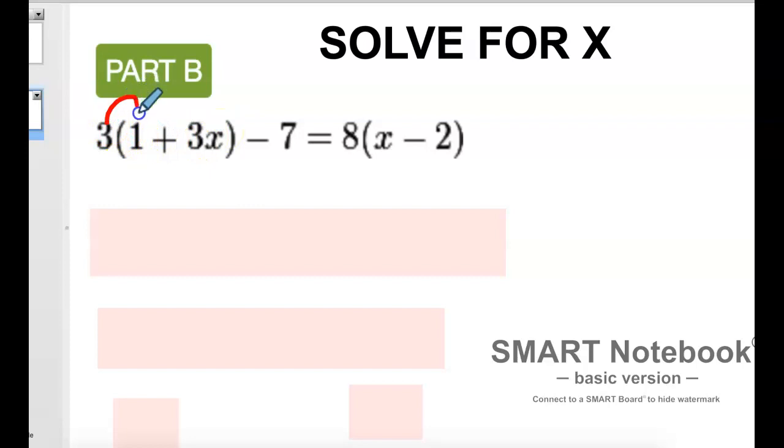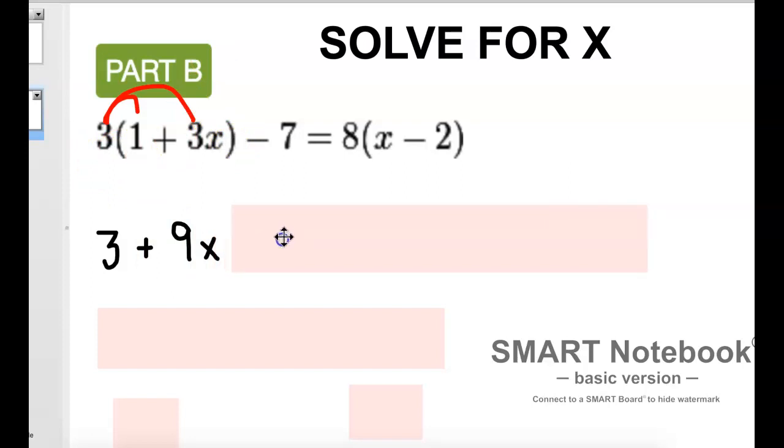So we have to take this 3 and multiply it by 1. And we know that 3 times 1 is 3. And then we need to also take the 3 and distribute it, or multiply it, by the 3x. So 3 times 3x is going to give us a plus 9x. And then we can't forget to bring down this minus 7. We don't distribute the 3 to the minus 7 because the minus 7 is not in the parentheses. So you're only distributing to the terms inside of the parentheses. So after we do the distributive property, the left-hand side of our equation turns into 3 plus 9x minus 7.